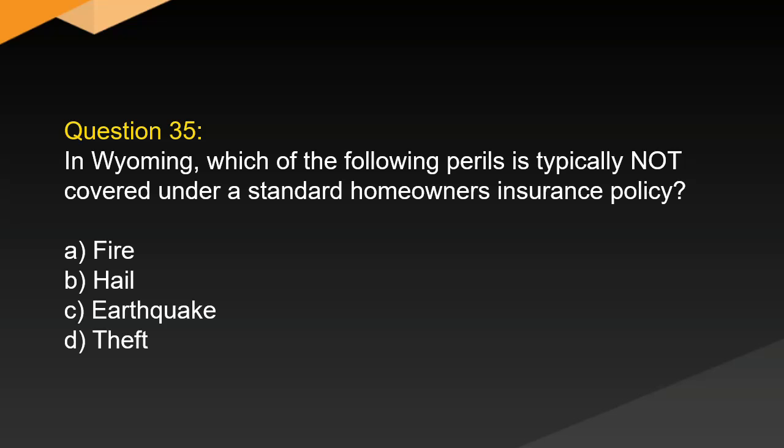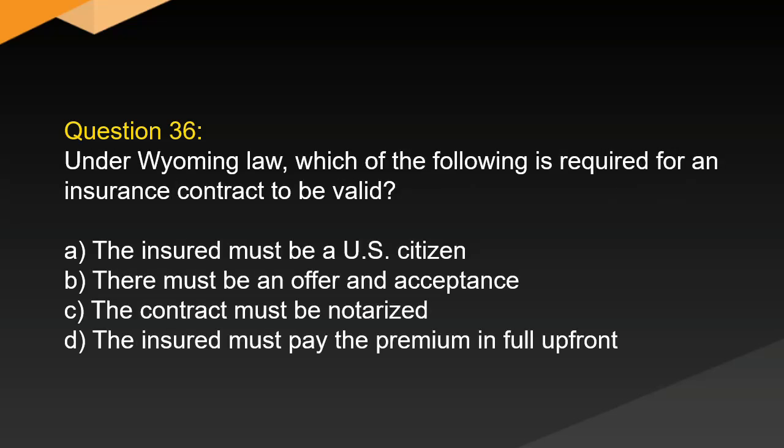Question 35. In Wyoming, which of the following perils is typically NOT covered under a standard homeowner's insurance policy? A. Fire. B. Hail. C. Earthquake. D. Theft.